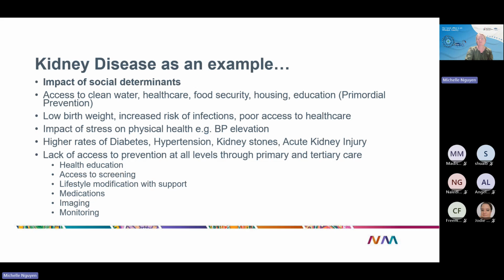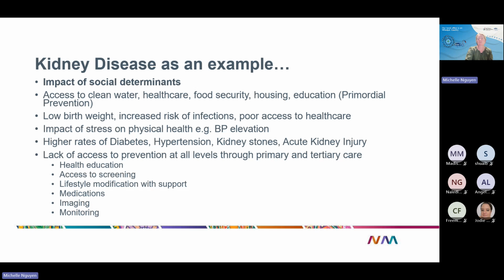Really, I think it's important to understand the impact of social determinants. So starting from things like access to clean water, healthcare, food security, housing, education, the fact that people may be more likely to be born at low birth weight, have increased risk of infections, poor access to healthcare, and the impact of stress on physical health.